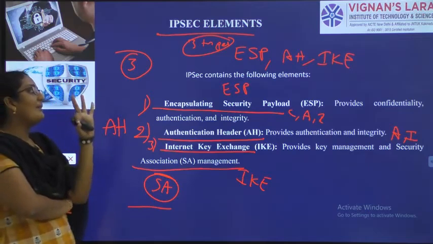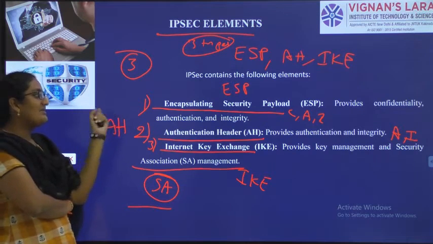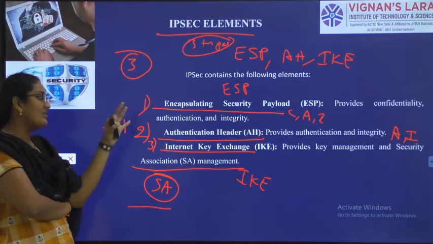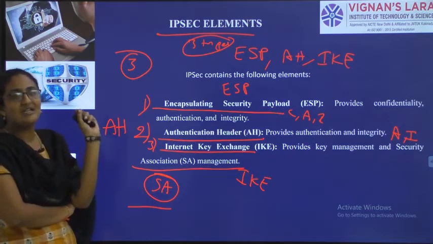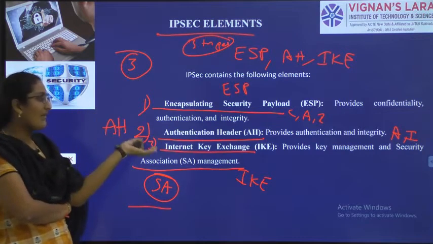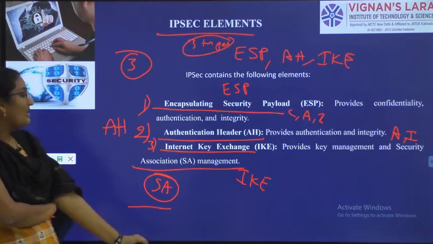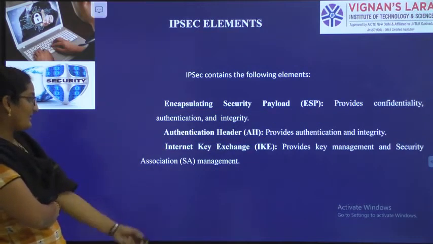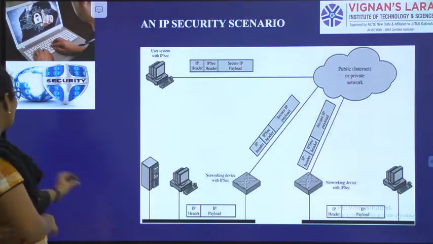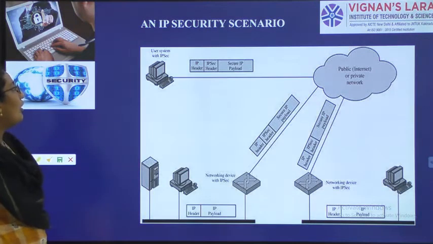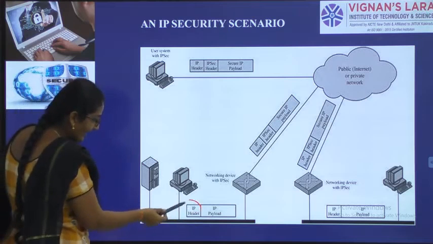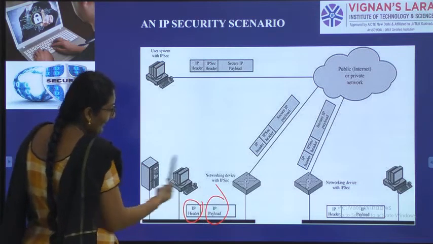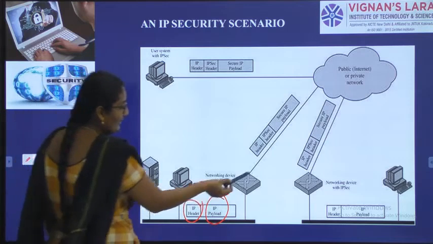So we have three elements. First element is encapsulating security payload. It will provide confidentiality, authentication, integrity, three features. Second one is authentication header. It will provide only authentication and integrity. Confidentiality is not a matter here. Third one is key exchange. What that will do, we will see in the next slide. So this is the overall scenario of IPsec. You can see here, we have IPsec header, we have IPsec payload. So using these, maybe routers.